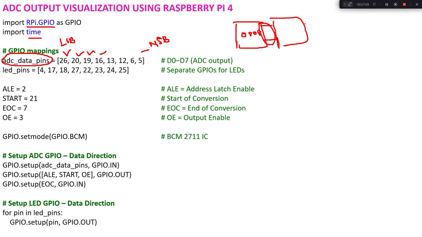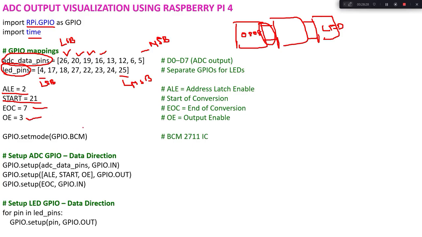In the same way, we will be connecting the output of the Raspberry Pi to the LED array. So for that I initialize the LED pins. The LED pins are 4 to 25, where 4 represents again the LSB and 25 represents the MSB. Then we have other control lines: ALE is connected to GPIO 2, start signal is connected to GPIO 21, end of conversion signal is connected to GPIO 7, and output enable is connected to GPIO 3.